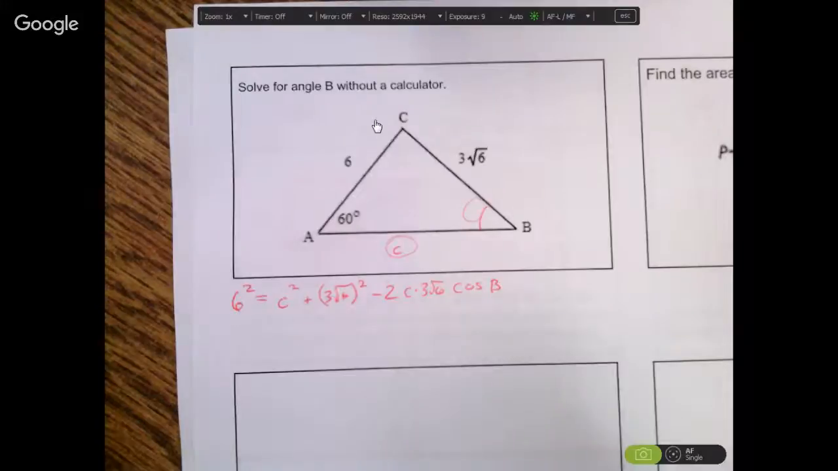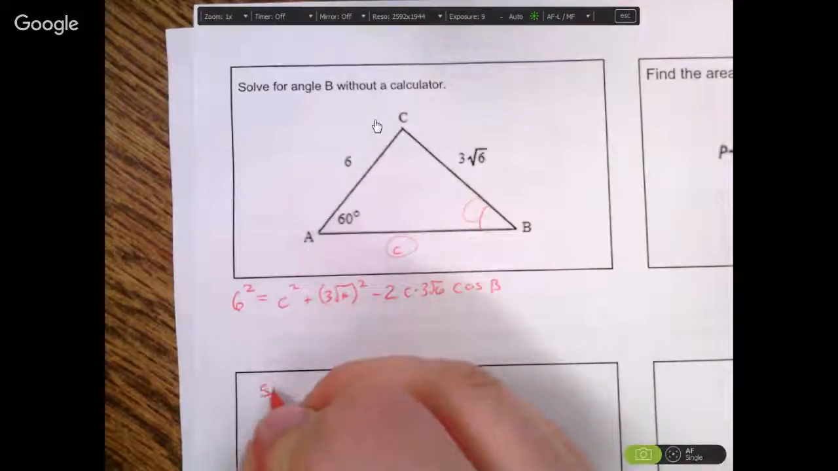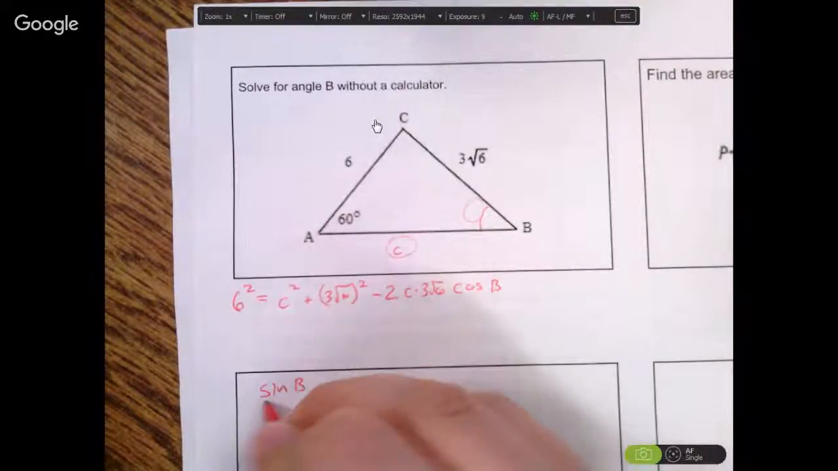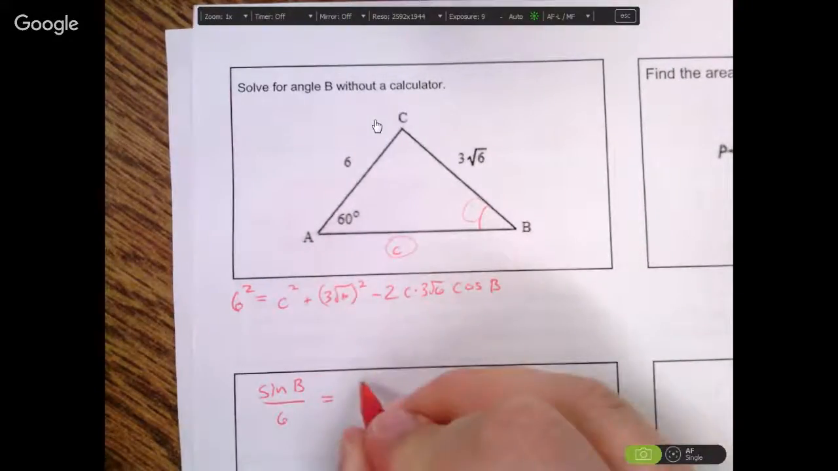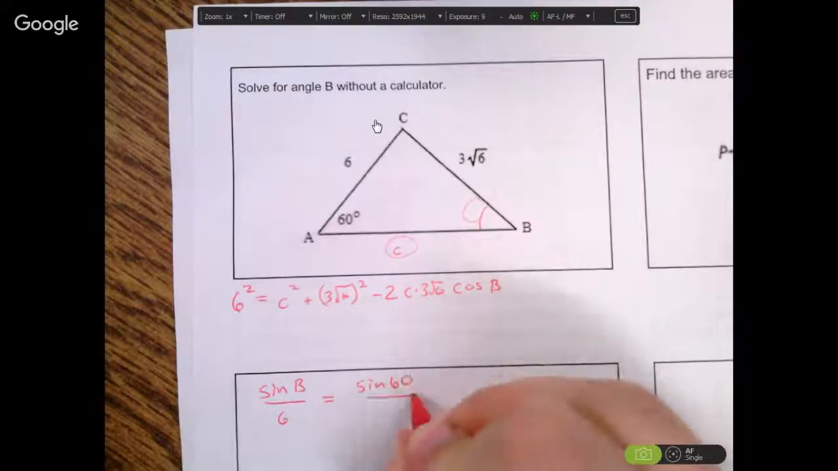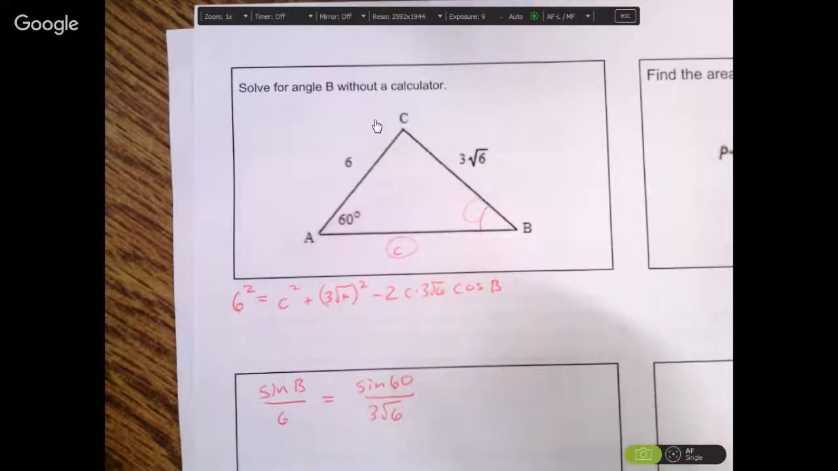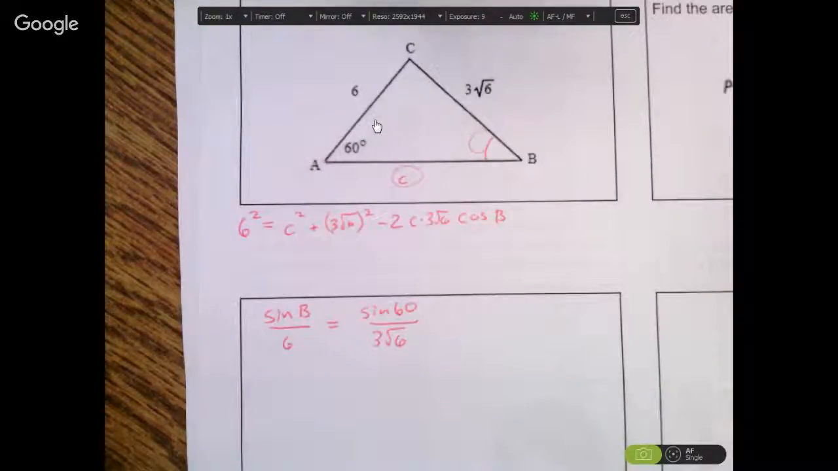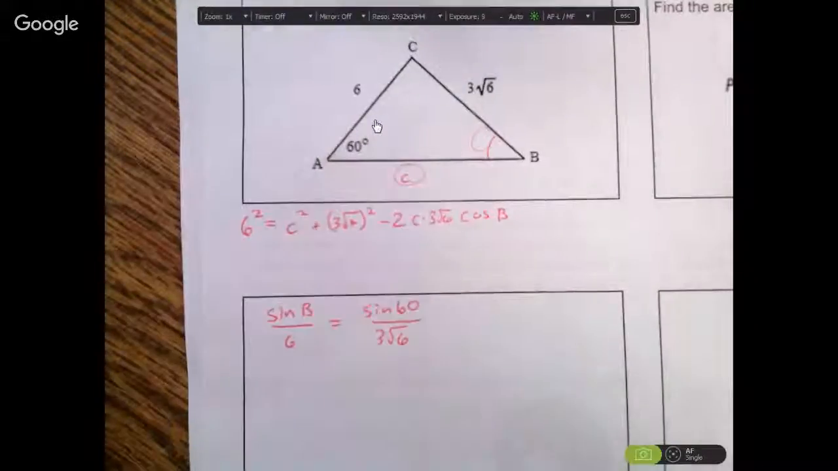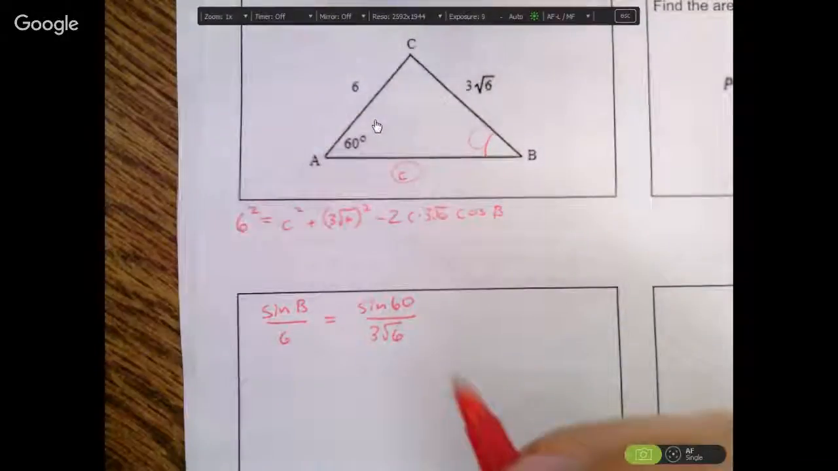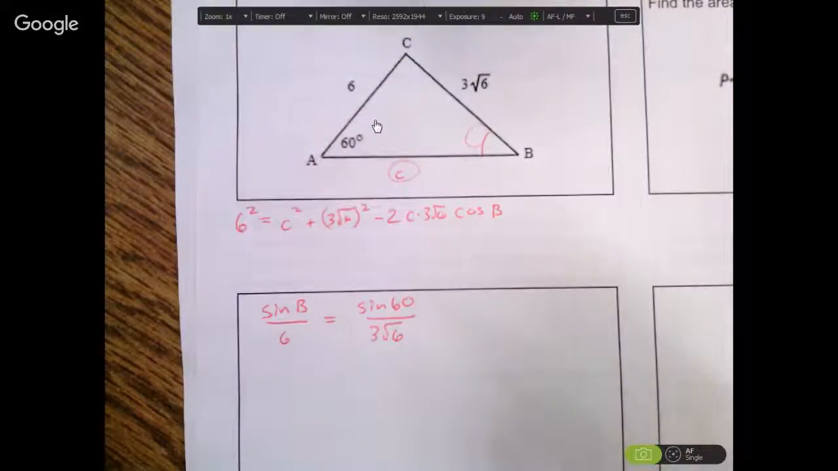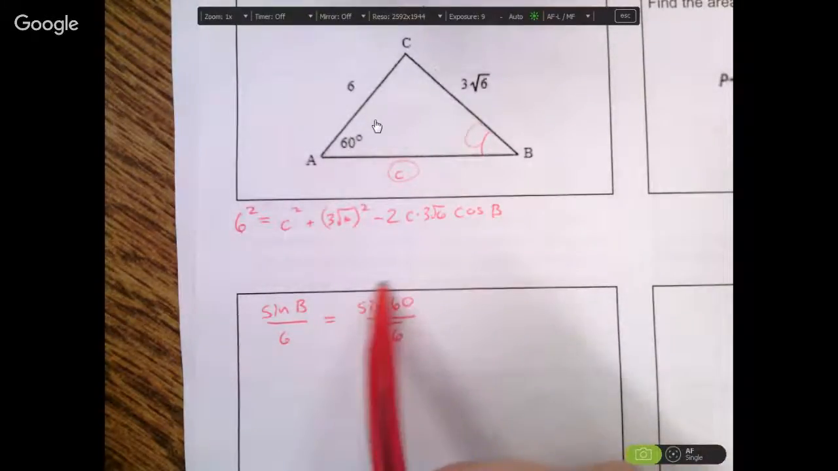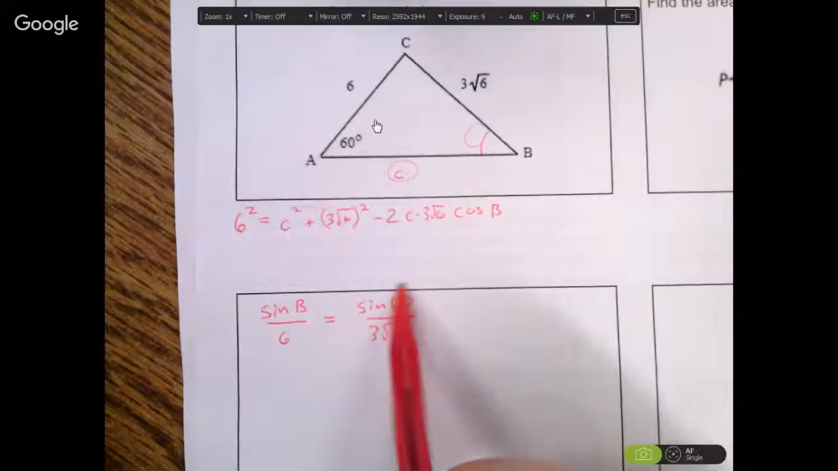Okay. So I still don't know if law of sines is going to work. Sine of B over 6 equals sine of 60 over 3 square root of 6. Do I have just one variable? Then that means I should be able to proceed. Is there a law of tangents? No. No calculator, that means I should be able to tell you what the sine of 60 is.